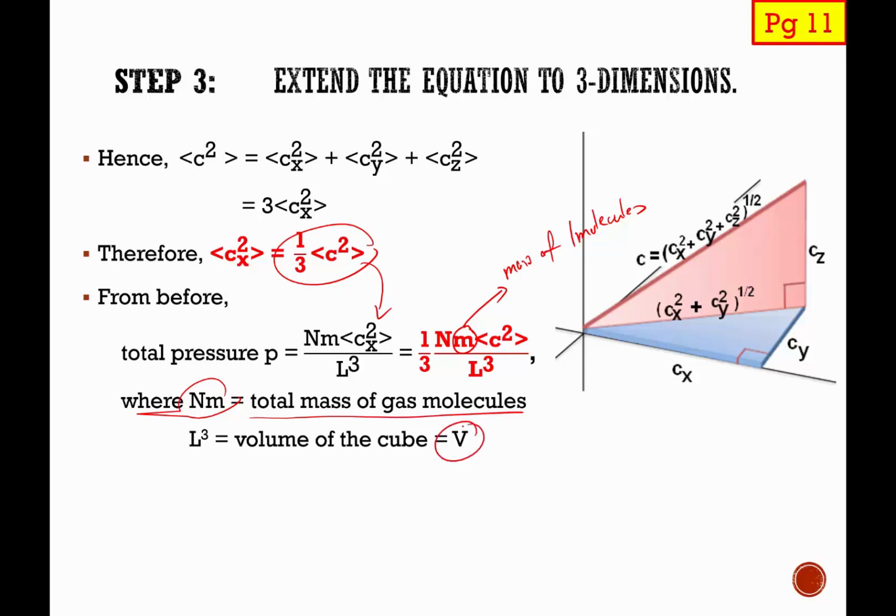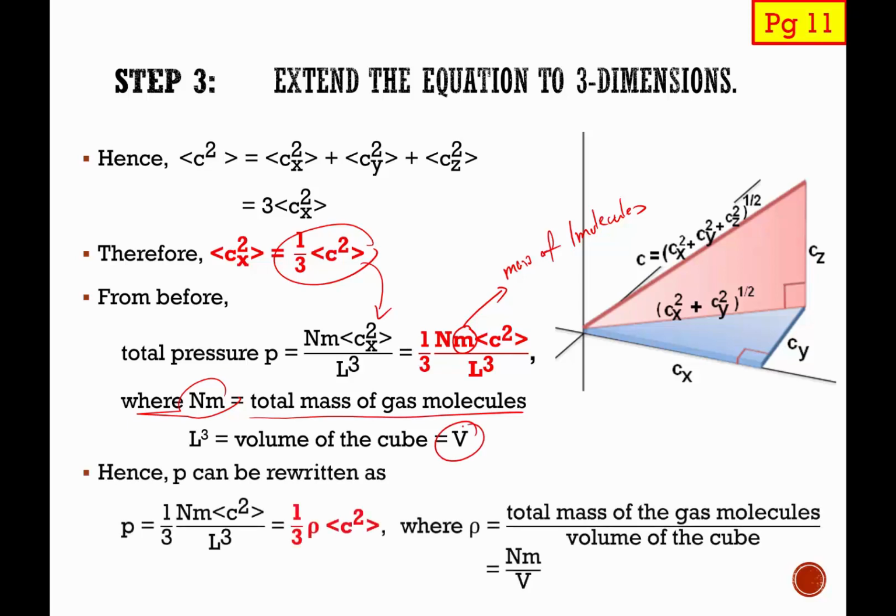We will therefore be able to derive that pressure can be written as 1/3 nm c squared over V, or 1/3 rho c squared. Okay, where rho is equal to the density of the gas, which is basically the total mass of the gas molecules divided by the volume of the cube, nm over V. So basically right now we have already derived what we set out to derive in the first place, the equation to relate the pressure of the gas to the density and mean square speed of the molecules.